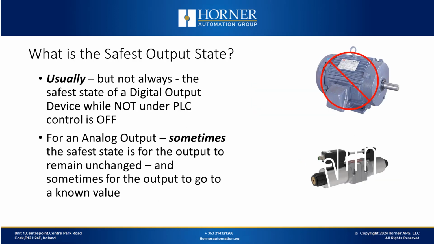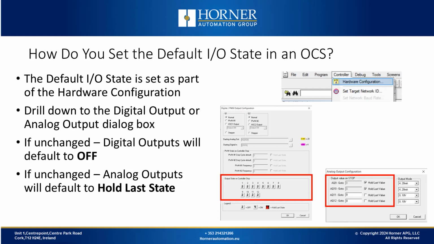Usually, the safest output state is off when referring to digital outputs or digital output devices such as motors. There is more variability with analog outputs. Sometimes the safest option with analog devices is to leave the value unchanged. In other cases, you may want the value to go to a known value, such as a minimum, maximum, or a mid-range value. Now let's look at how to set the default I/O state in the OCS.